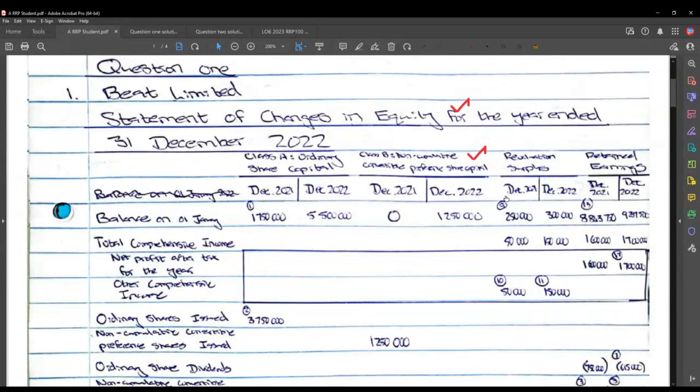But what you're going to notice is that some of you might miss, for example, the revaluation surplus. If you miss 1 heading, you do not get this mark. You must have all 4 headings in order to get this mark. If you miss one, you're not going to get it.